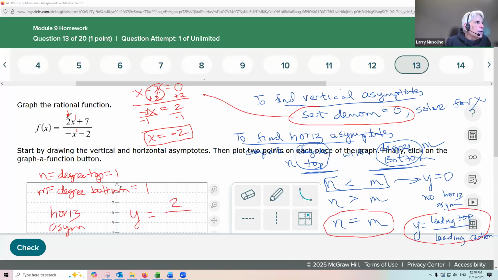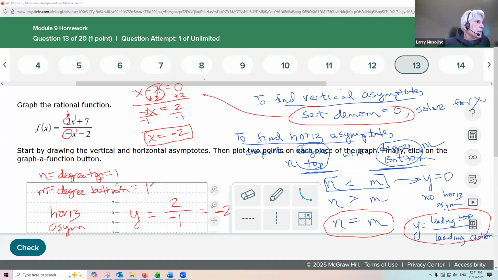That's the leading coefficient on top. The leading coefficient on the bottom is negative 1. So this is negative 2. So there's going to be a horizontal asymptote at y equals negative 2. Just a coincidence that the vertical and horizontal asymptote both turned out to be negative 2. Usually those will be different numbers.